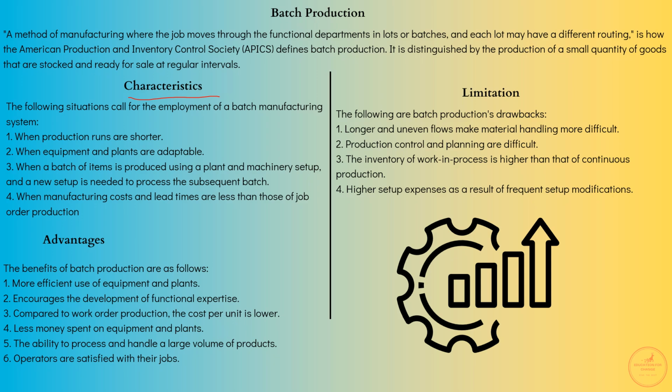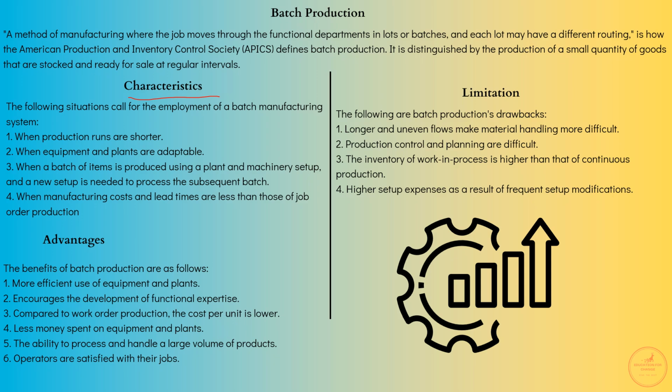Okay. Now what is coming? The limitation. What is the limitation? Longer and uneven flow make the material handling more difficult. Second, let me explain. First, read the points. Production control and planning are difficult. Third, the inventory of work in progress is higher than the continuous production. Higher setup expense is a result of frequent setup modification.